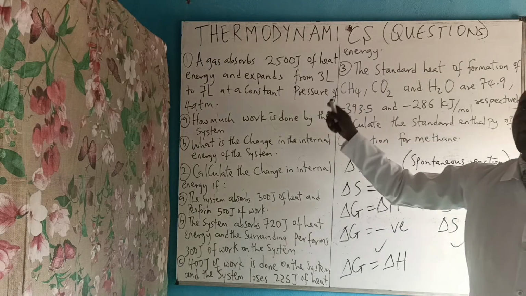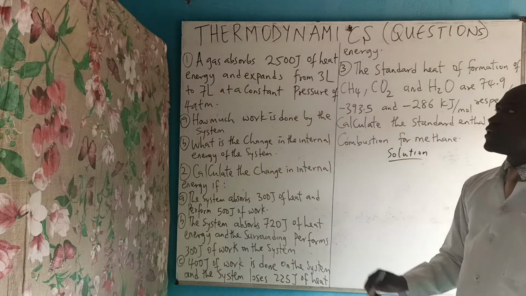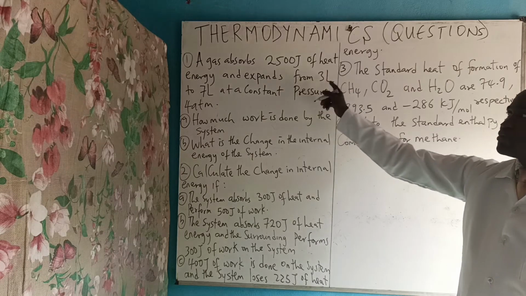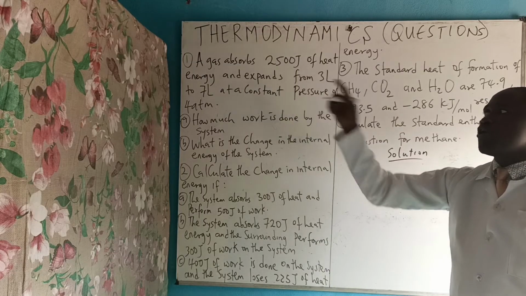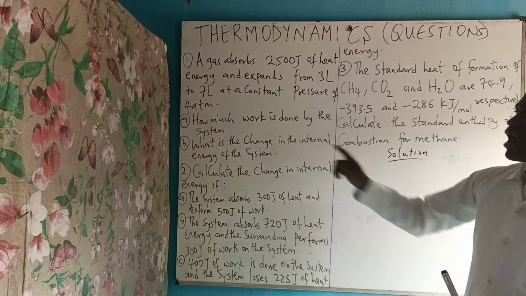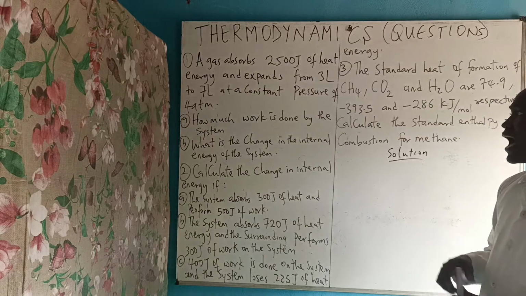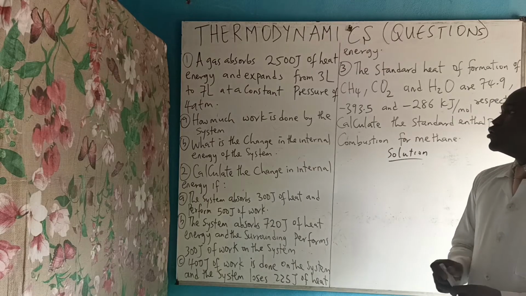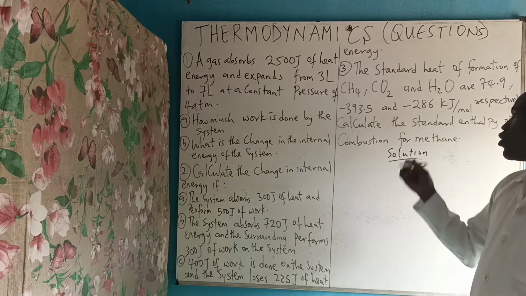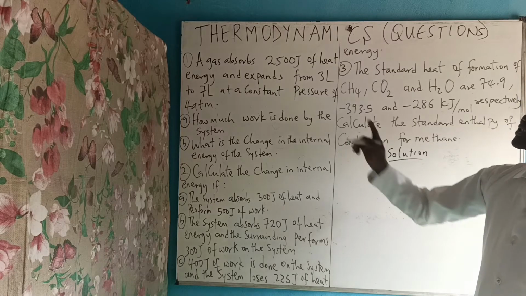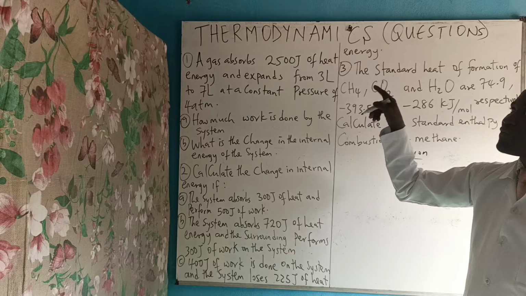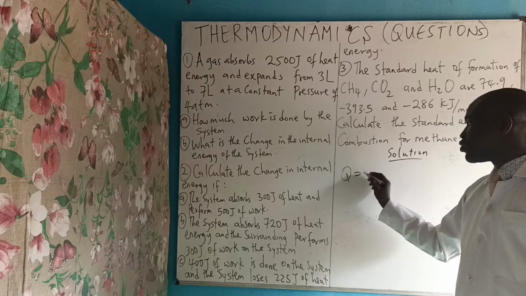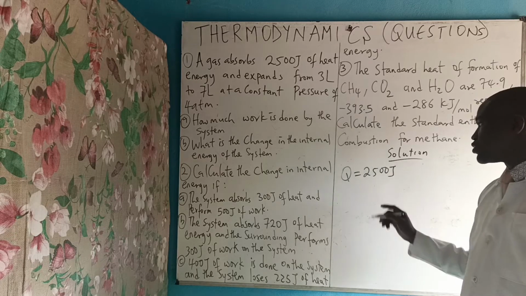Now, let's go and solve this question. To solve question number 1, a gas absorbs 2,500 joules of heat energy and expands from this to this at a constant pressure of 4 atm. And they say, how much work is done by the system? How much work is done by the system? To solve that question, since the gas absorbs 2,500 joules, the implication is that Q is equal to 2,500 joules. It's positive.